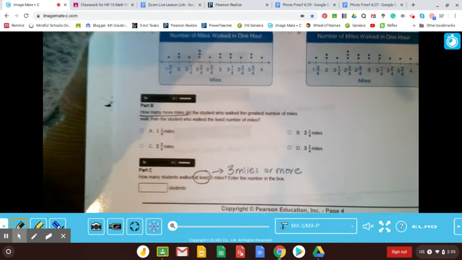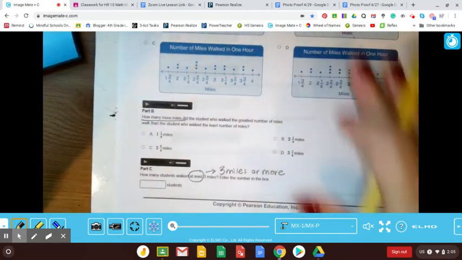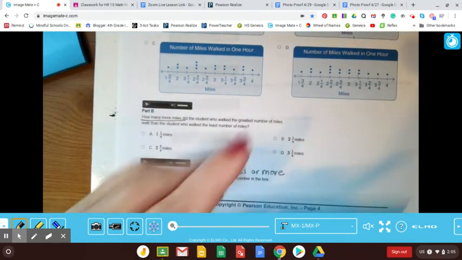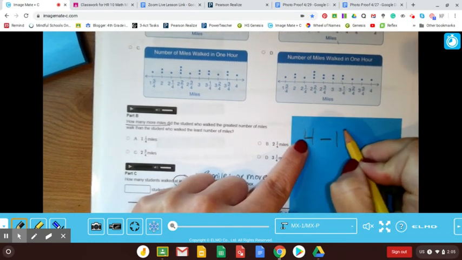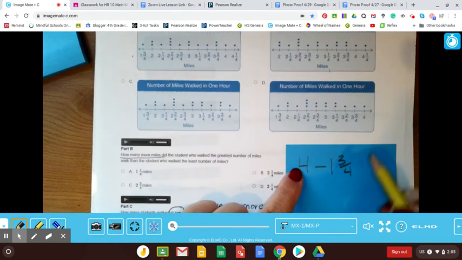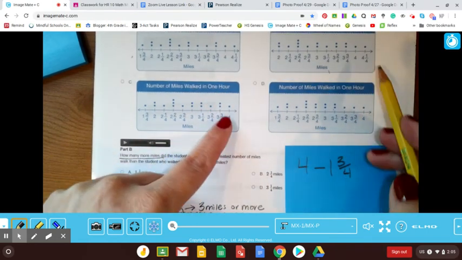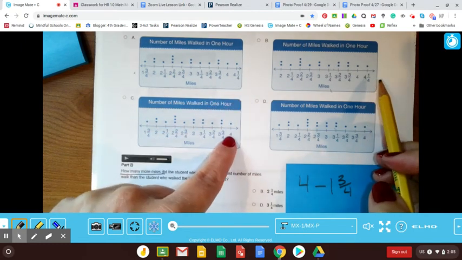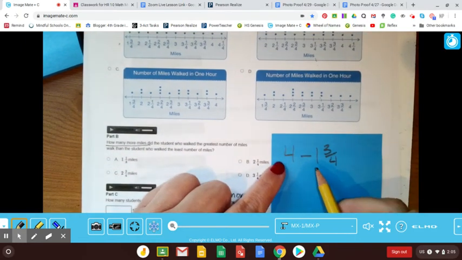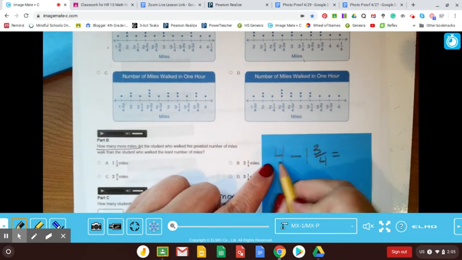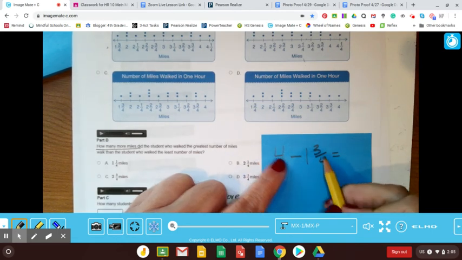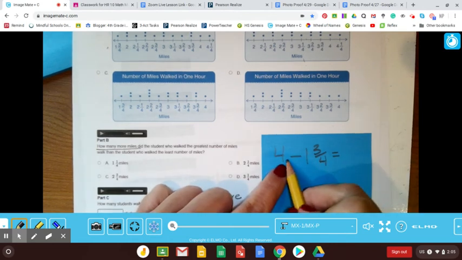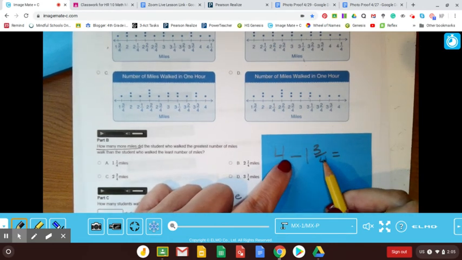Now, I just want to remind you, when you are confronted with a subtraction problem, let's just say, for example, it said 4 minus 1 3/4, because we do know that the greatest was either 4 1/4 or 4. Let's pretend it's just 4. I want to show you how we subtract like this. We have whole numbers in both, but this has a fractional part and this one doesn't. So we can't subtract 3/4 from nothing.